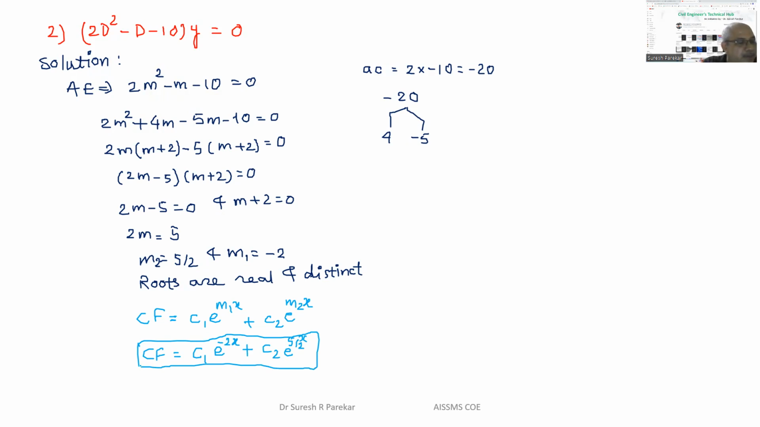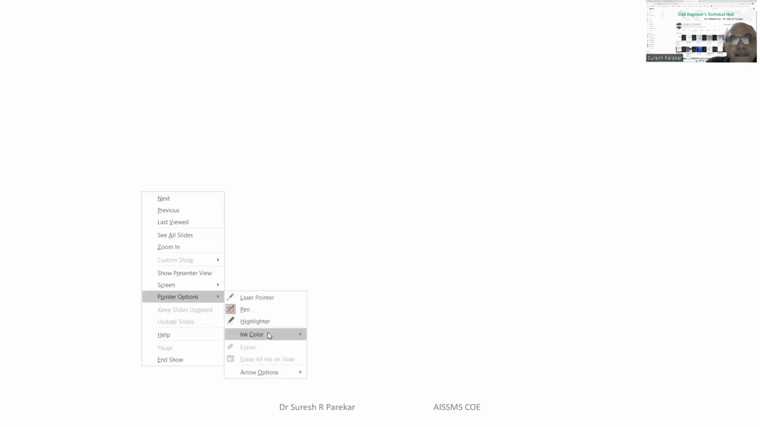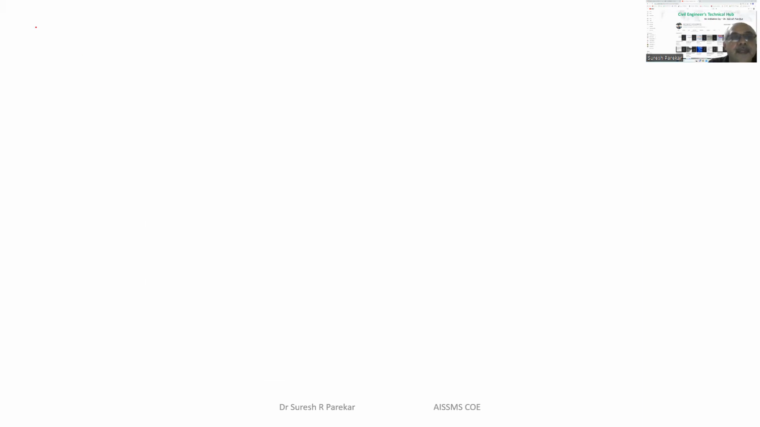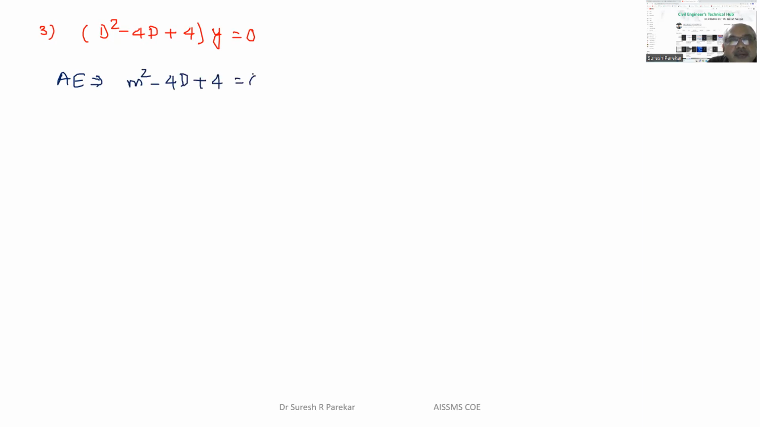Then we can have the third problem. So we have the third problem: (D² − 4D + 4) y = 0. So we have given this as a characteristic equation or symbolic equation. And now we will write the auxiliary equation. So we have the auxiliary equation m² − 4m + 4 = 0.